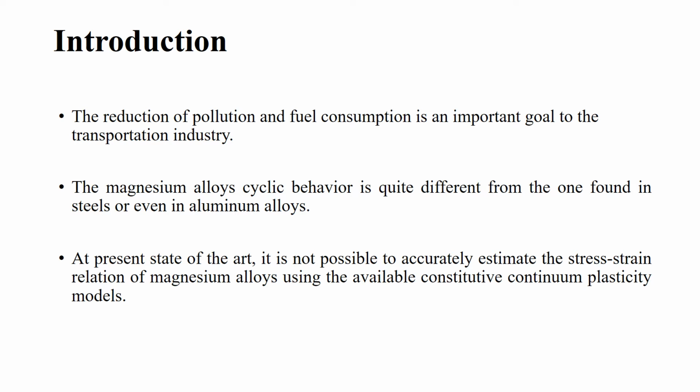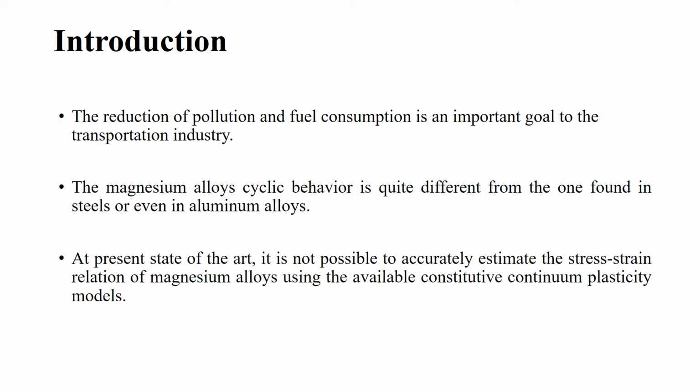The reduction of pollution and fuel consumption is an important goal to the transportation industry. Magnesium alloys have been attractive to use in structural components, mainly due to their high strength and low density. The weight reduction of vehicles has a strong effect on the reduction of greenhouse gas emissions and also on the fuel consumption. Magnesium alloys show peculiar plastic deformation mechanisms under cyclic loads. Thus, the magnesium alloy cyclic behavior is quite different from the one found in steels or even in aluminum alloys.